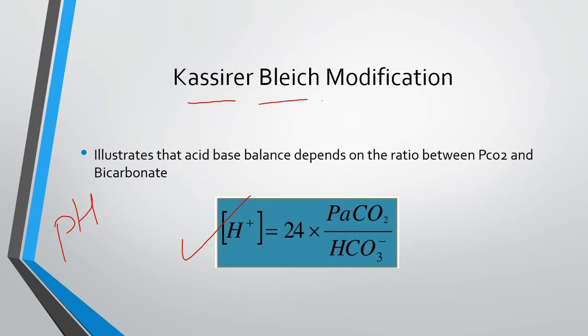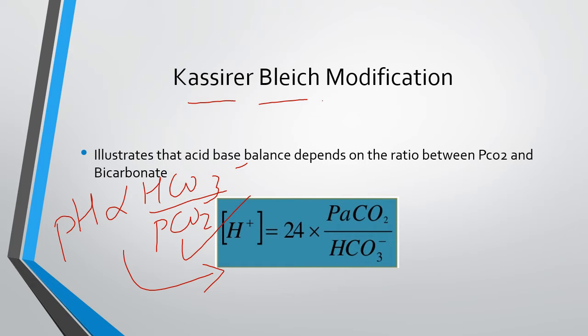Henderson-Hasselbalch was pH is proportional to bicarbonate by 0.03 into CO2. So basically proportional to bicarbonate by CO2. So what has happened here? What is pH? pH is negative log of H plus, so it's inverse of H plus. So if you invert this equation, you'll get the same thing. H plus is now proportional to PaCO2 by bicarbonate. It's just an inverse.